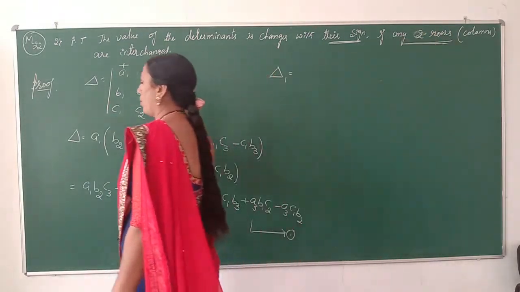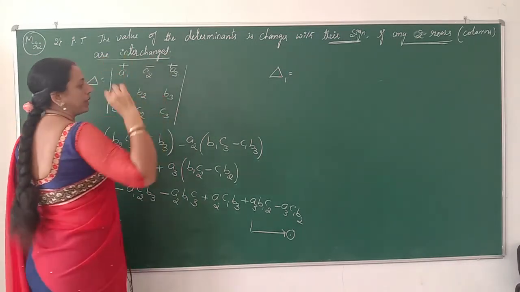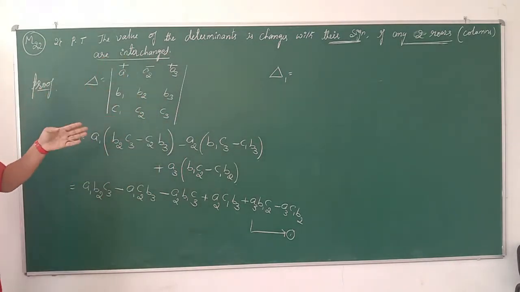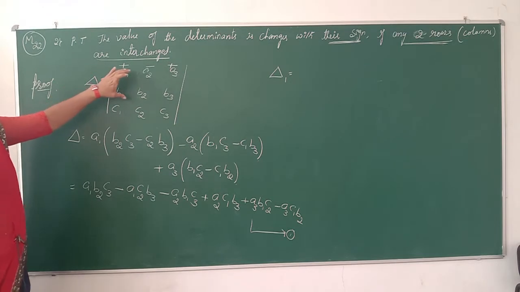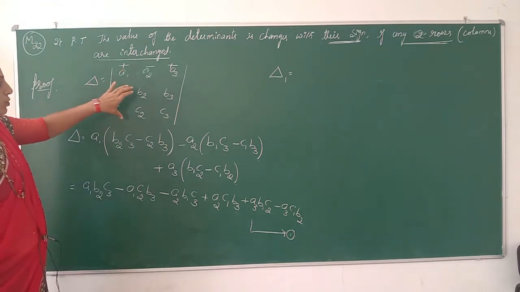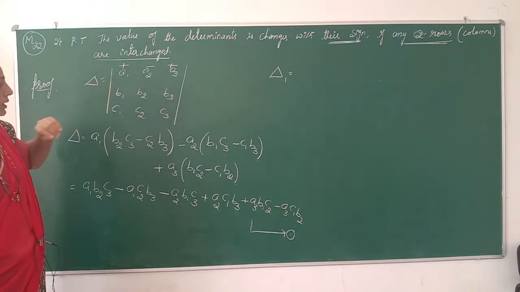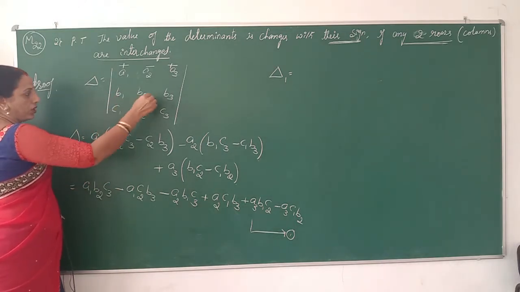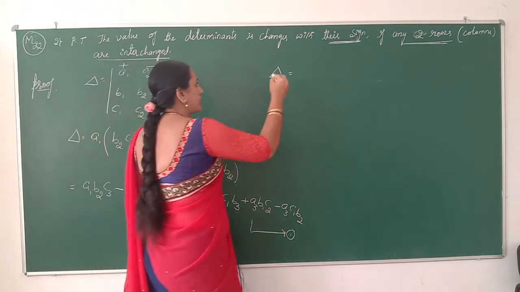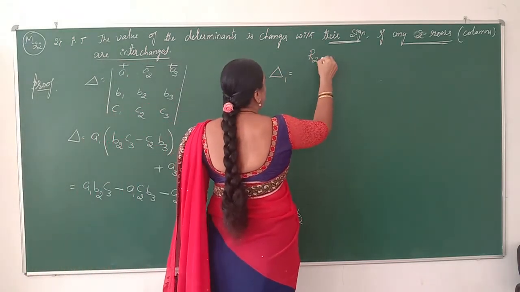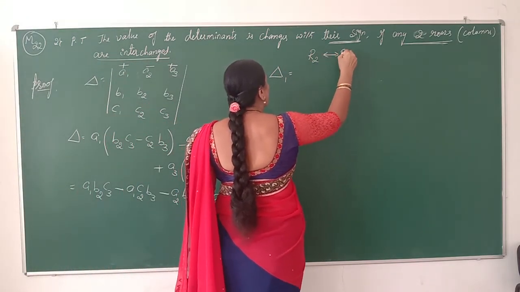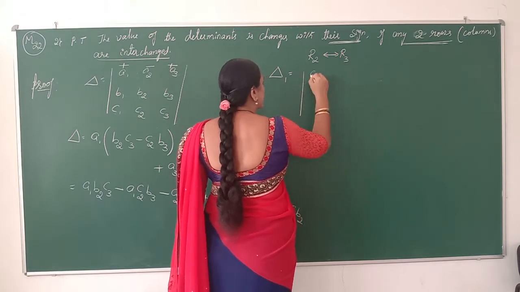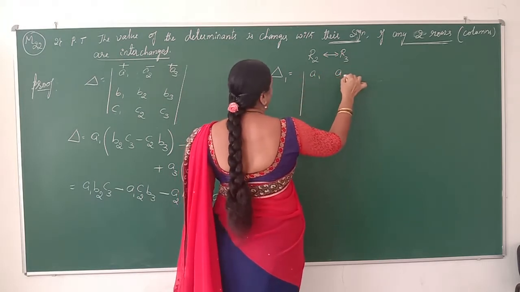Any two rows or any two columns will be interchanged, so it will be considered in either rows or columns. Now first we'll consider rows. I am choosing rows here. So if the second and third rows are interchanged, that is defined by R2 interchange R3. So the first row does not alter: A1, A2, A3.